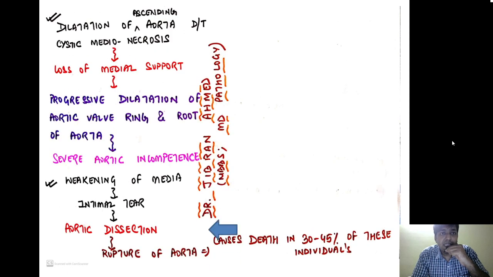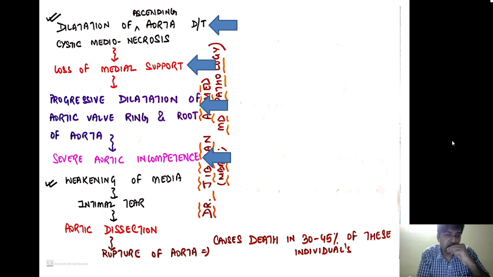So basically, there is a dilatation of the ascending aorta because of cystic medionecrosis, because of loss of the fibrillin proteins, because of abnormal fibrillin proteins. This leads to loss of medial support, leading to a progressive dilatation of the aortic valve ring and the root of the aorta, leading to severe aortic incompetence and severe aortic regurgitation. Now the weakening of the media might lead to an intimal tear, leading to a condition called aortic dissection. That is going to cause a rupture of the aorta, leading to death in 30 to 45% of individuals.